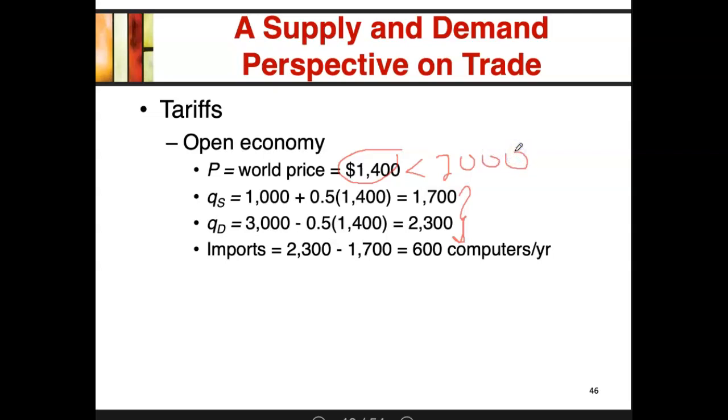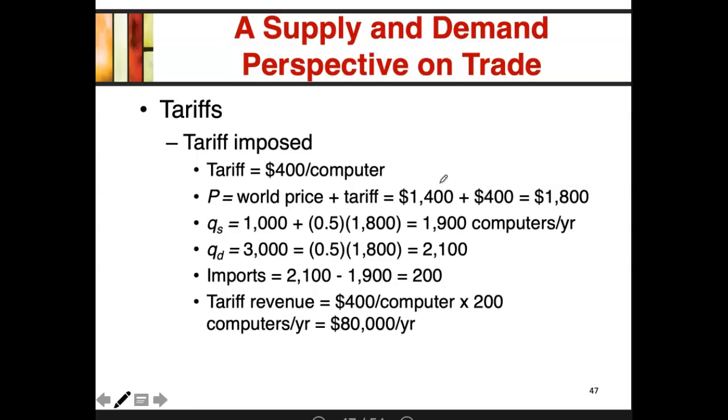Well, suppose producers come to the government and complain that people are not buying as much. As we can clearly see, quantity supplied basically decreases to 1,700. And the government decides to impose a tariff of $400 per computer. So in that sense, the price of a computer will increase by $400. So we have $1,400, which is the world price of the computer, plus $400, and we have $1,800.